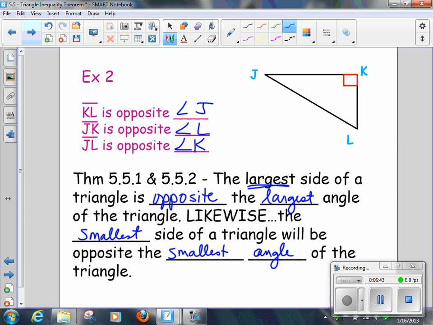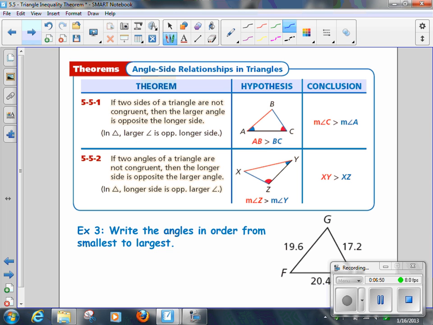Now, doesn't that just make sense? That just makes sense. That's common sense, okay? Now, keep on rolling. Beautiful, beautiful, beautiful.